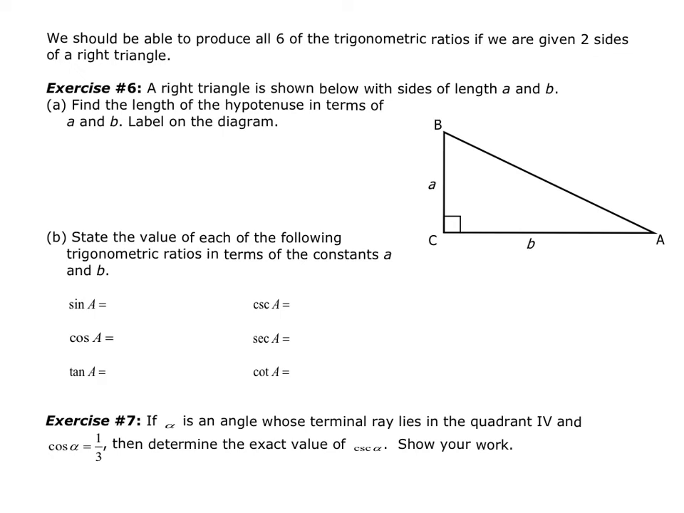We should be able to produce all 6 of the trigonometric ratios if we are given 2 sides of a right triangle. This is a very popular question where you have to find all 6 trig functions, okay? A right triangle is shown below with the sides of lengths A and B. Find the length of the hypotenuse.